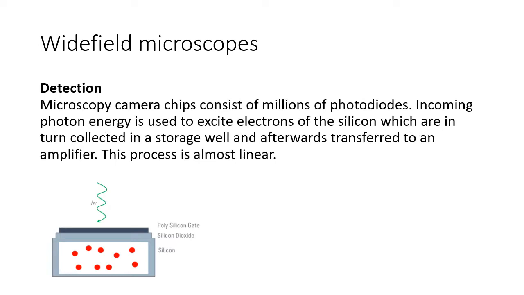As you know, the wide field microscope uses a camera to record your images. The camera chip consists of millions of photodiodes, like this. The incoming photon is used to excite electrons here, and these electrons are then collected in storage and afterwards transferred to an amplifier. Most notably, this process is almost linear, so if the concentration of your fluorophores in the sample doubles, the signal we read out also doubles.